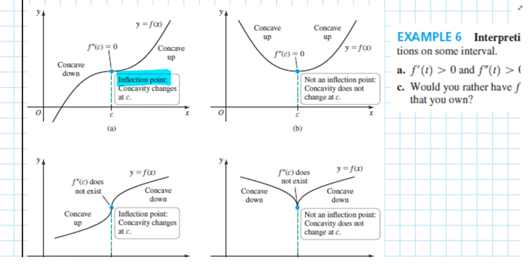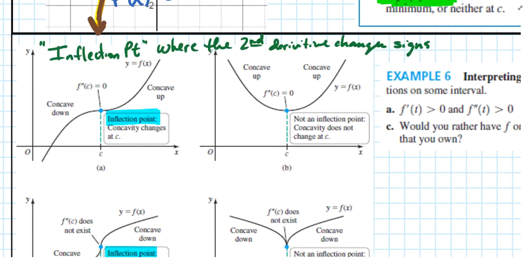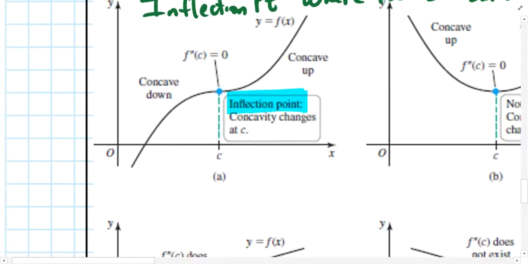Now, we can't actually say that an inflection point occurs everywhere that the second derivative is 0 or where the second derivative doesn't exist, like we would with critical points. Instead, we say that an inflection point occurs when the second derivative changes, if the function is continuous. And so we might say that where it changes signs, in order to be a bit more clear.